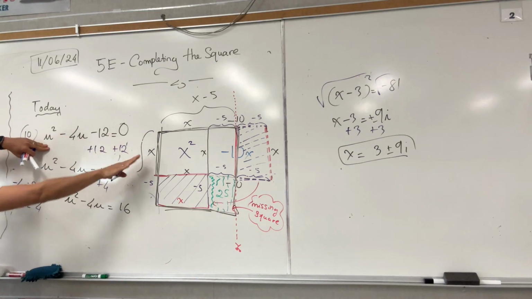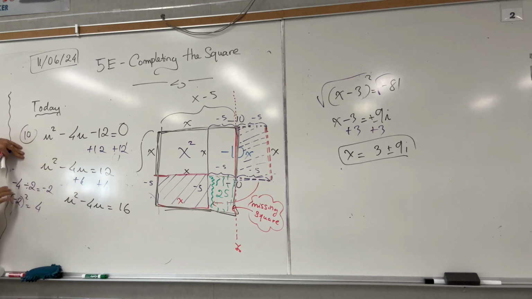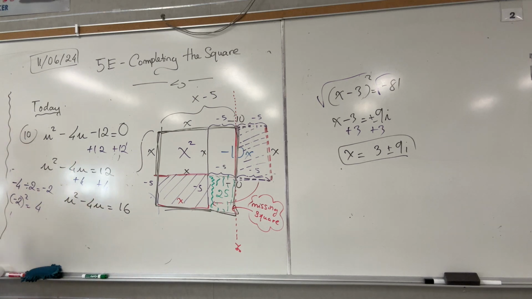Add 12, move the number to the other side. And then here, the middle number. So completing the square happens here. You divide that middle number by 2, square it, add that number to both sides, and then we get this. Okay, who else? What next?